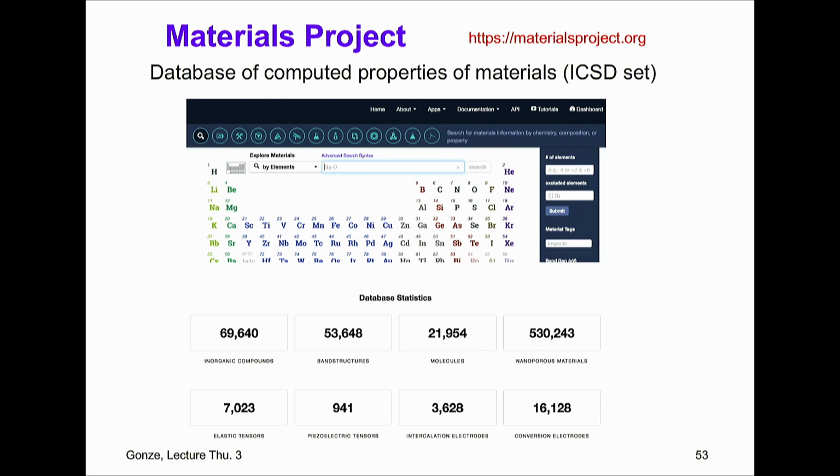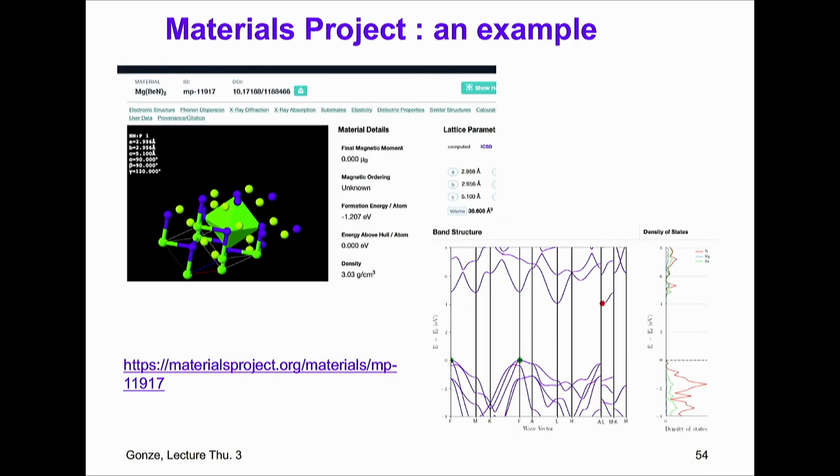The number of inorganic compounds is 69,640. Well, for a significant part of these, they have band structure. 53,648 DFT band structures are available. As an example, I've taken magnesium beryllium nitride 2. This is the ID in the ICSD database.